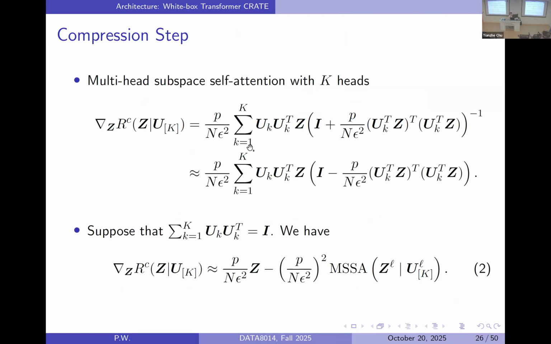This gradient is of this form: the summation over k from 1 to capital K of U_k U_k transpose Z times a matrix inverse. The matrix inverse is not what we expect; it's really complicated to handle. So here we use a clever approach: a first-order Neumann series. The Neumann series equation is like this.